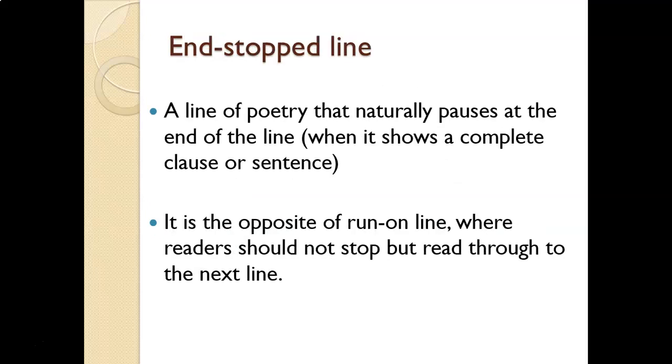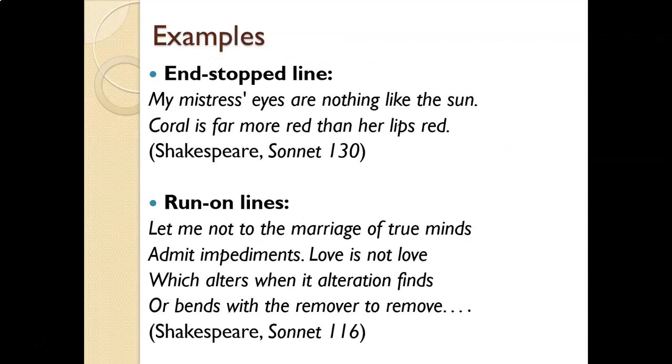Then we need to know what is an end stopped line. An end stopped line is a line which is not a run-on line. In other words, it is a line where there is a full stop at the end of it. And a run-on line is a line where there is no full stop at the end of it. Let's see by the help of examples.